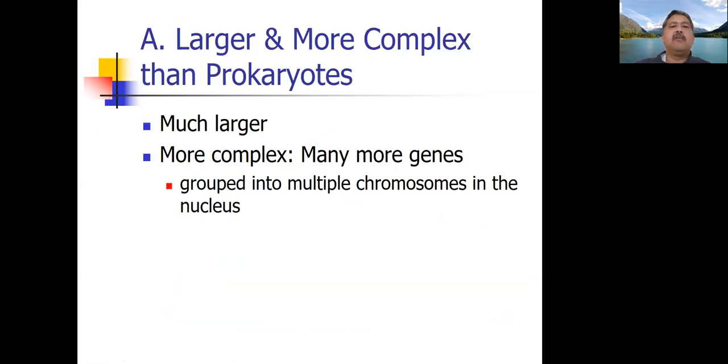Now, eukaryotes are a little bit different. Eukaryotes are larger, and eukaryotes have many more genes than bacteria do. So they're much more complicated. Instead of just having one round chromosome, a eukaryotic cell is going to have multiple chromosomes, and those multiple chromosomes are all located in this control center of the cell, in the organelle called the nucleus.